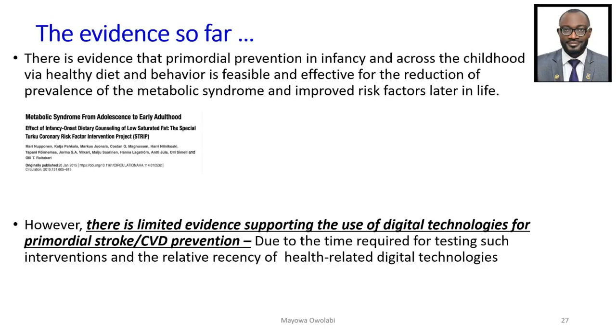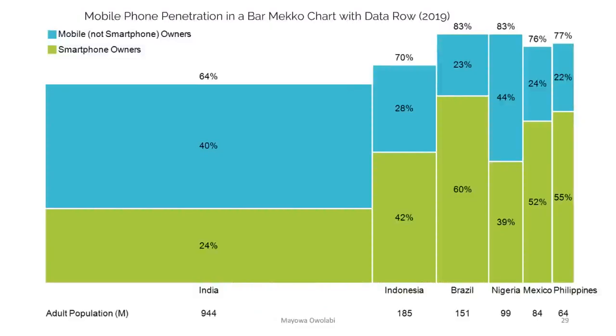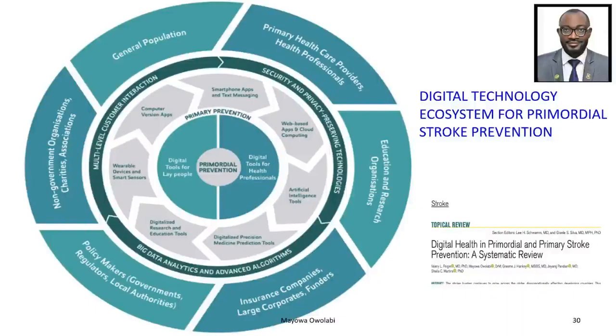So evidence is building for these interventions, but there is actually very limited evidence for the use of digital technologies to promote primordial prevention. But this is something that is becoming important. The WHO, of course, supports eHealth, and eHealth tools can be used for primordial prevention of stroke and related non-communicable disorders. And this is because of the mobile phone and digital revolution. As you can see, even in low and middle income countries, there is a very high proportion of individuals that have access to phones, including mobile phones, and spend hours every day on social media.